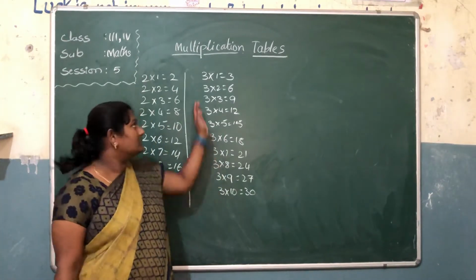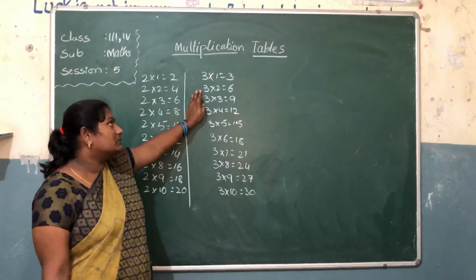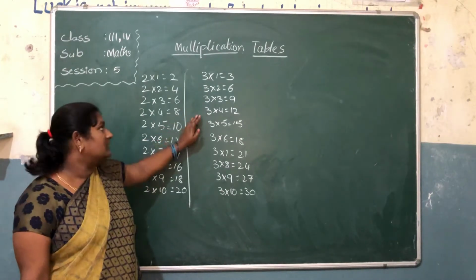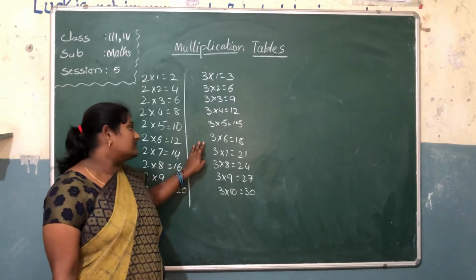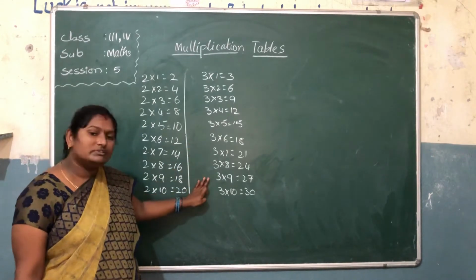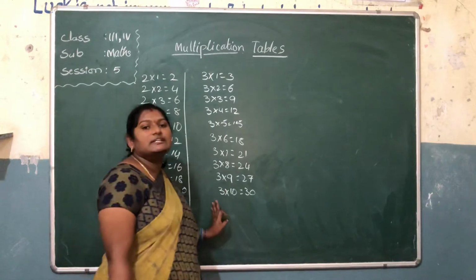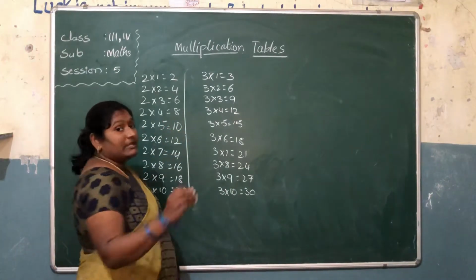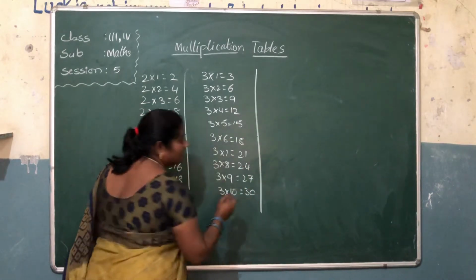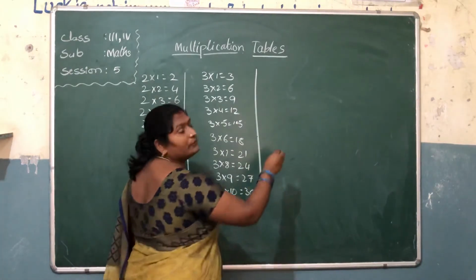Once I repeat again. 3 ones are 3, 3 twos are 6, 3 threes are 9, 3 fours are 12, 3 fives are 15, 3 sixes are 18, 3 sevens are 21, 3 eights are 24, 3 nines are 27, and 3 tens are 30. Okay children? Then next, the 4 table. Draw the line, same. Have to write the 4 table.